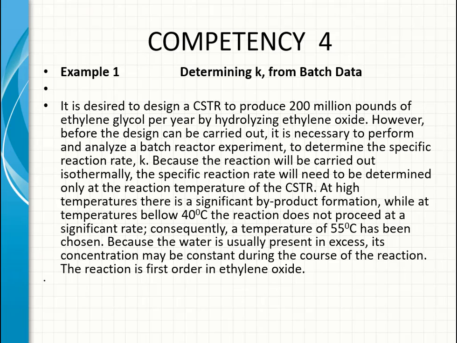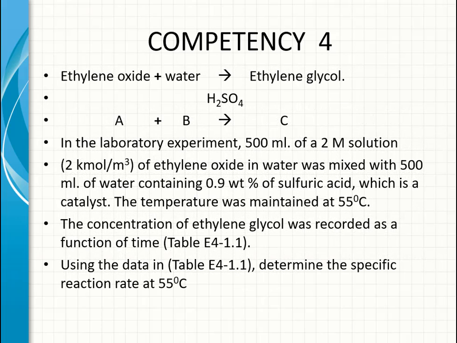Because the water is usually present in excess, its concentration can be considered constant during the course of the reaction, and the reaction is first order in ethylene oxide. So here we have ethylene oxide plus water gives us ethylene glycol in the presence of sulfuric acid. Schematically, we can say A plus B gives us C, where A is ethylene oxide, B is water, and C is ethylene glycol.